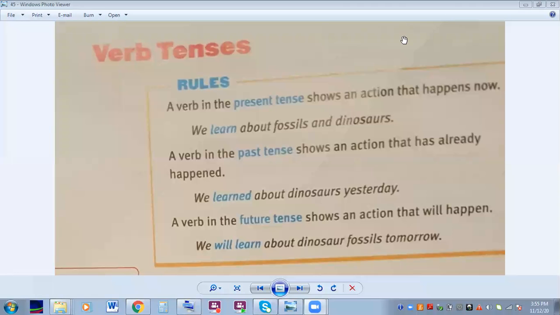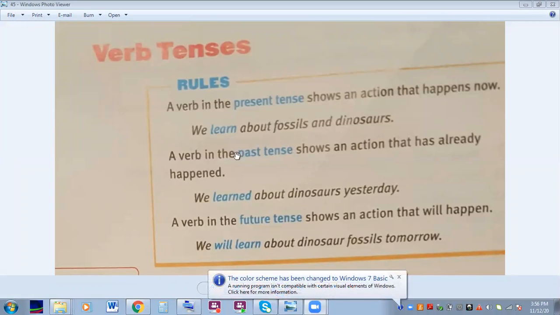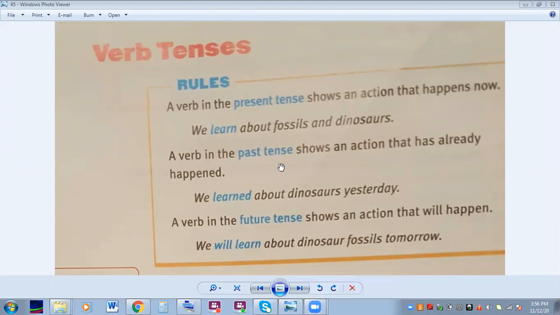Hello, grade 4. Our lesson today is about verb tenses. We're going to talk about three different tenses. One, the present tense. Two, the past tense. And three, the future tense.